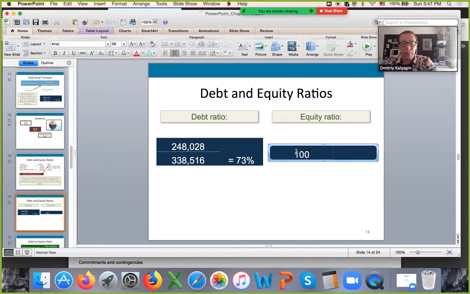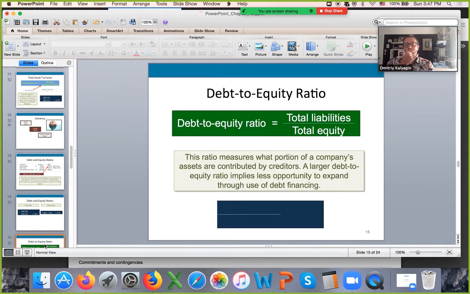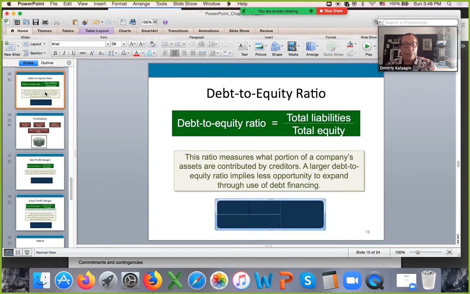So if I go 100% minus 73%, then we will see that only 27% is financed with equity, or 27 cents on the dollar. Not very good. And then the last one looks at both total liabilities and total equity and divides them to each other. So the title of the ratio, debt to equity, we take total liabilities, total debt, and divide it by total equity.